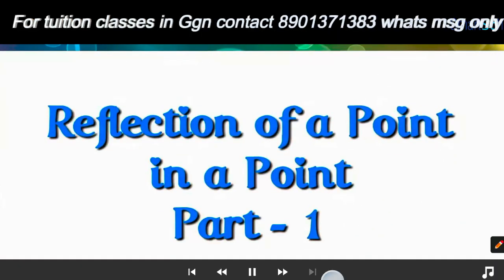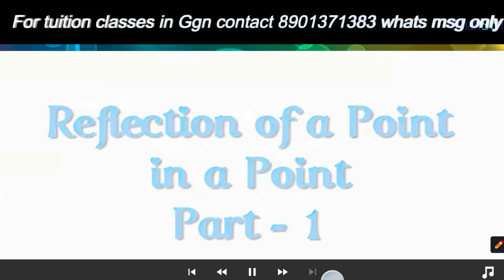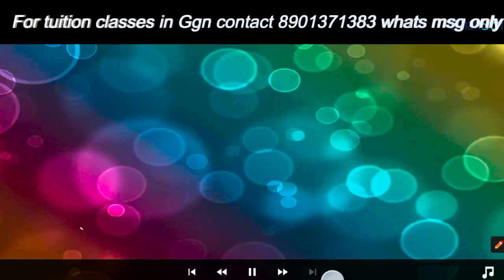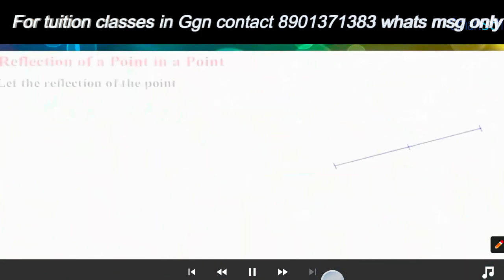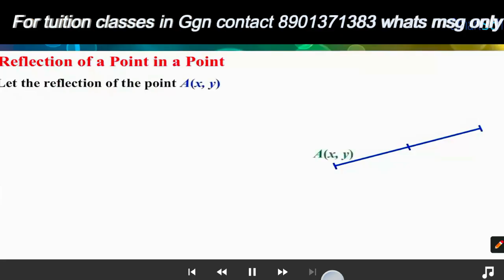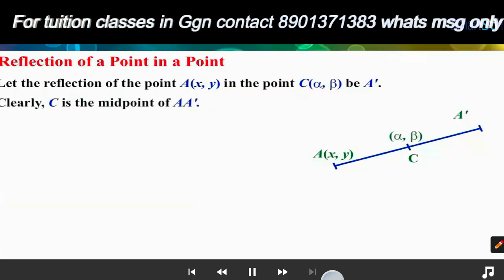Reflection of a point in a point. Part 1. Let the reflection of the point A (x, y) in the point C (alpha, beta) be A dash. Clearly, C is the midpoint of AA dash.